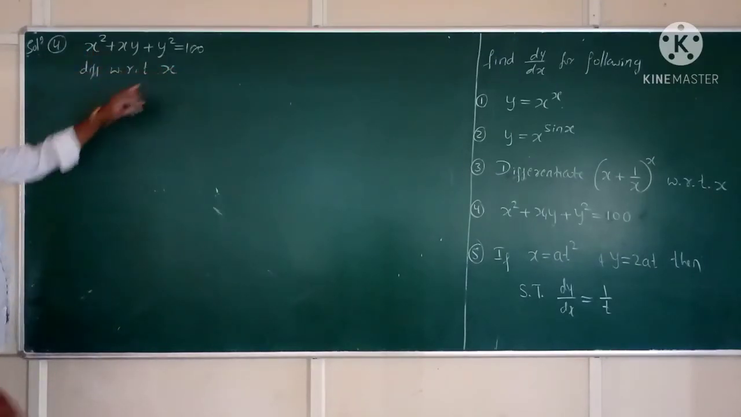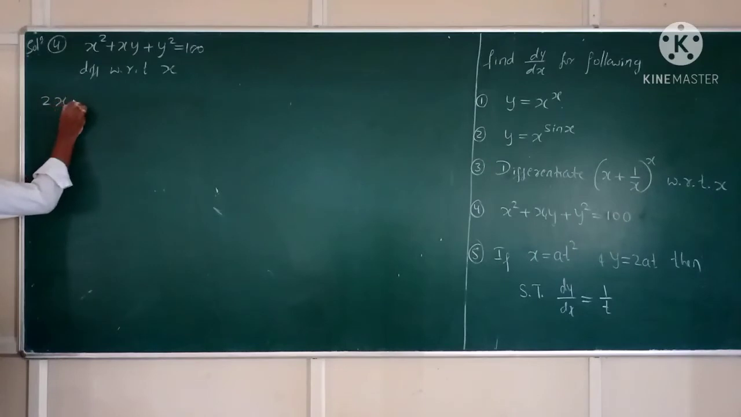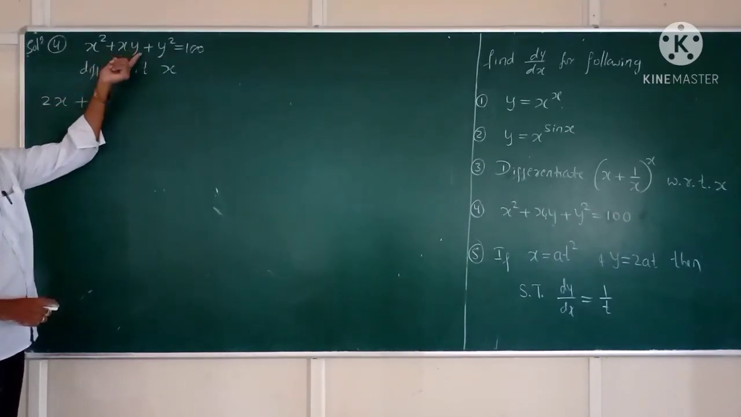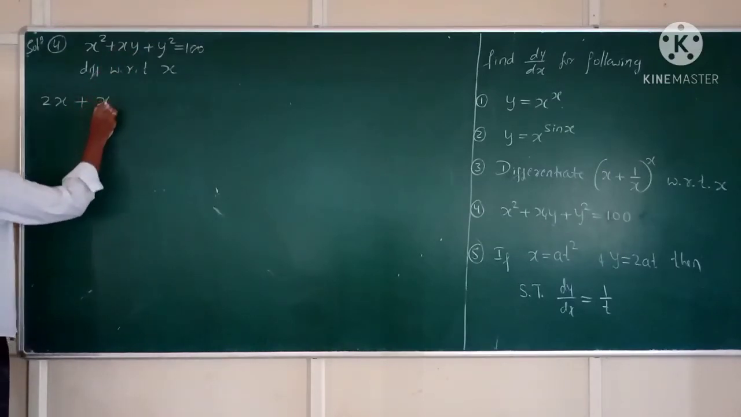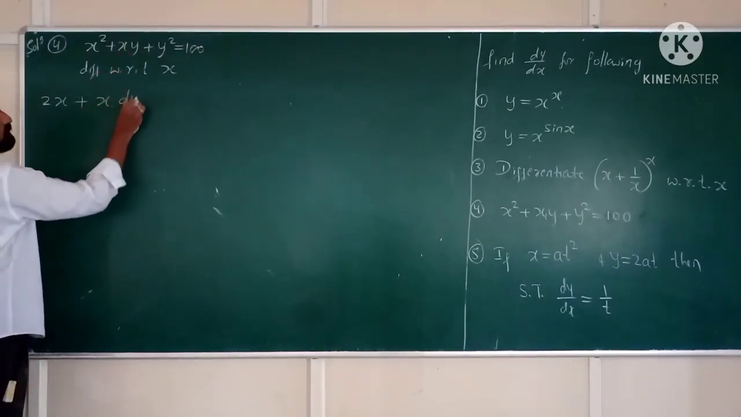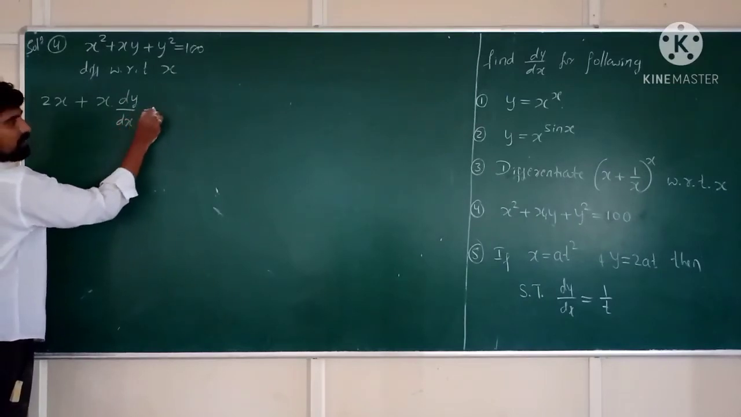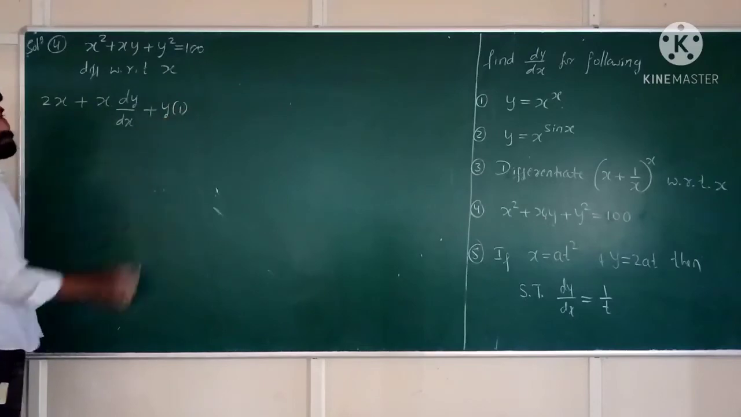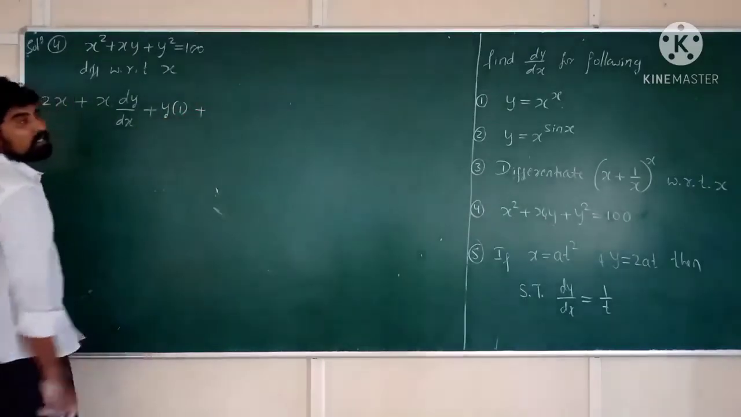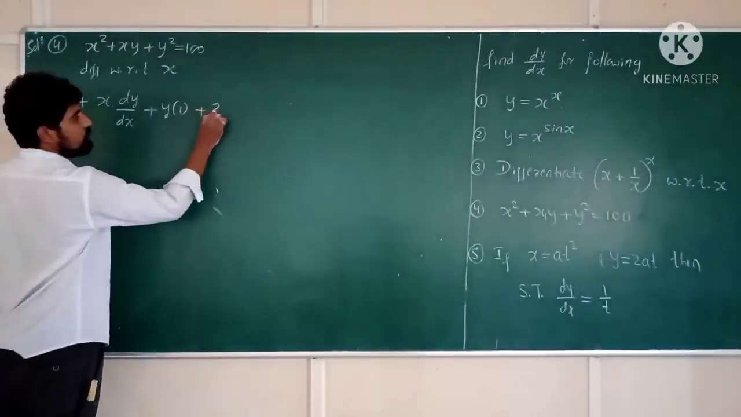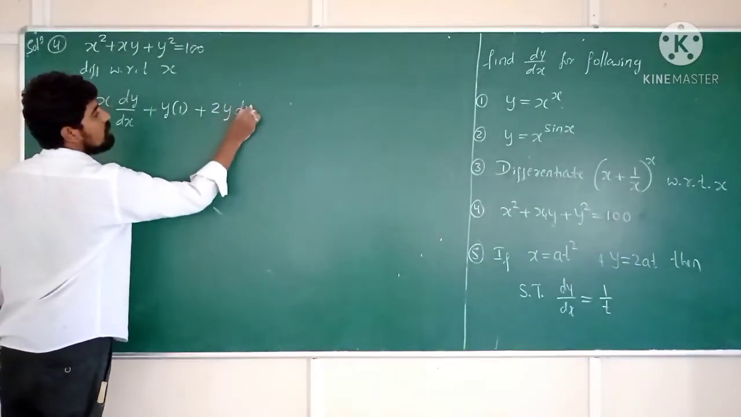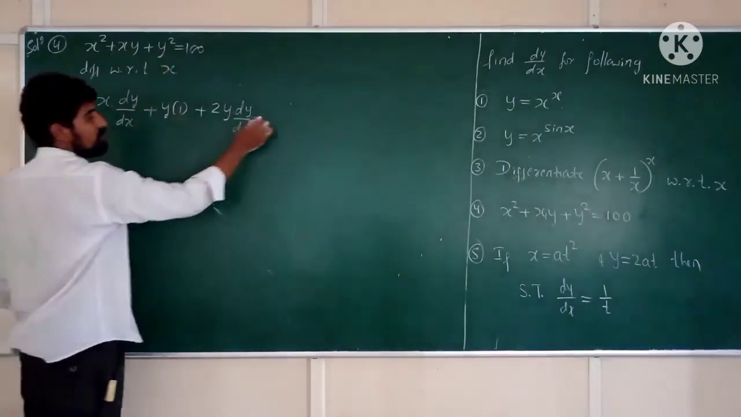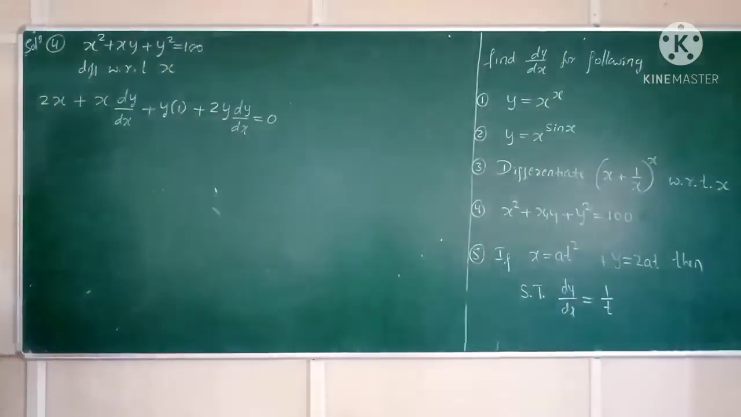So derivative of x square with respect to x is 2x, plus derivative of xy, we need to use the product rule here: x as it is into derivative of y with respect to x is dy by dx, plus y as it is into derivative of x with respect to x is 1, plus derivative of y square with respect to x is 2y into dy by dx, is equal to derivative of 100, derivative of a constant value is 0.